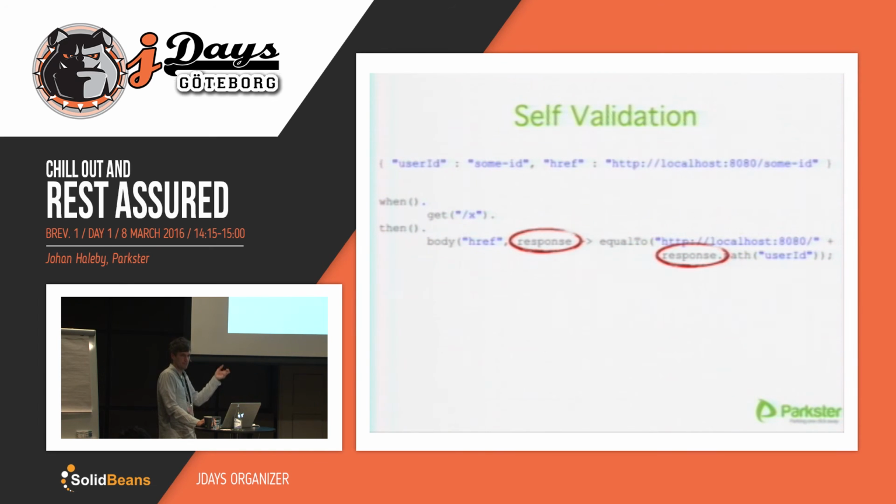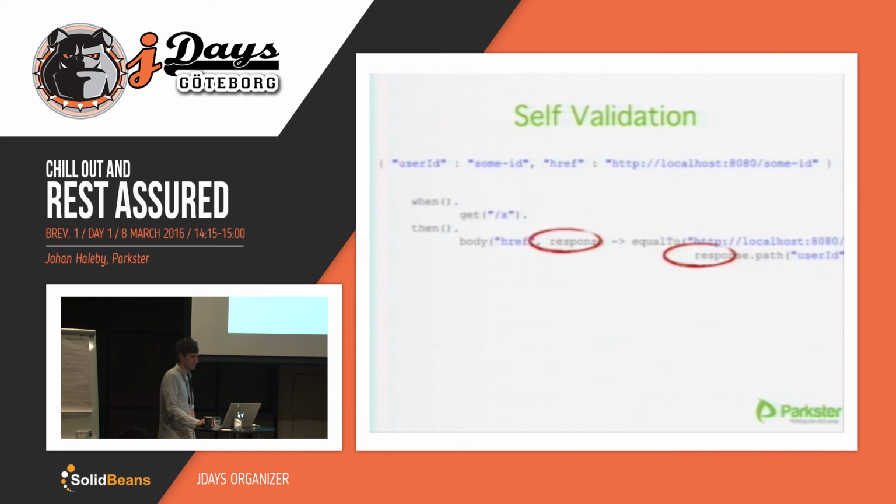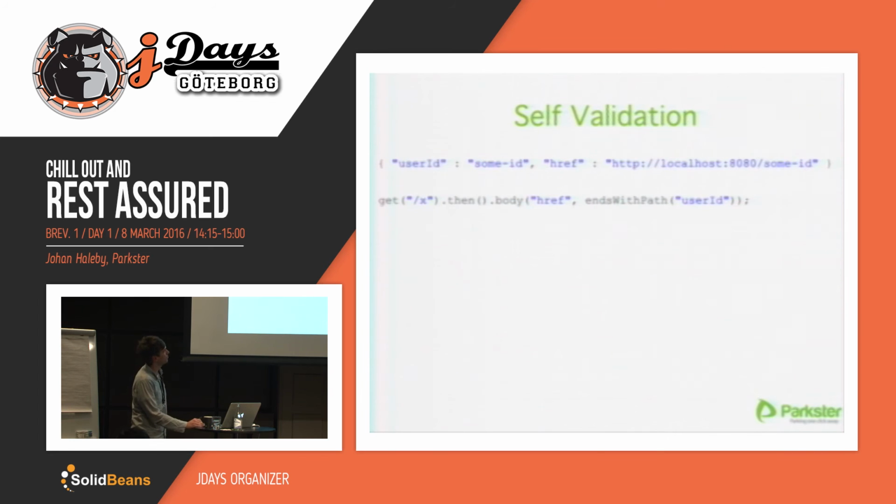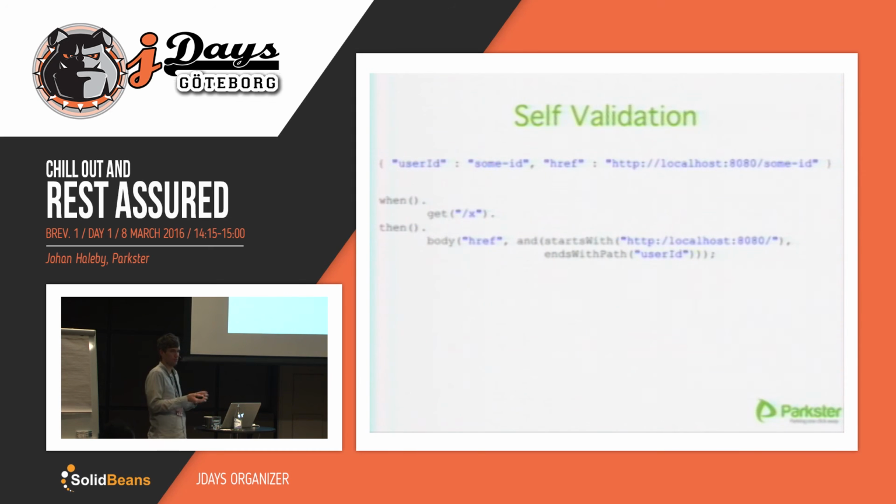But this is stuff that you do a lot of, so there are some conveniences. You can, for example, use this endsWithPath. So you can now validate that href ends with the path of user ID. And these are composable as well, so you can compose normal Hamcrest matchers with these special matchers that are available in REST Assured. You can combine them in any way you like. So here we validate that the link starts with localhost 8080 and ends with the user ID.